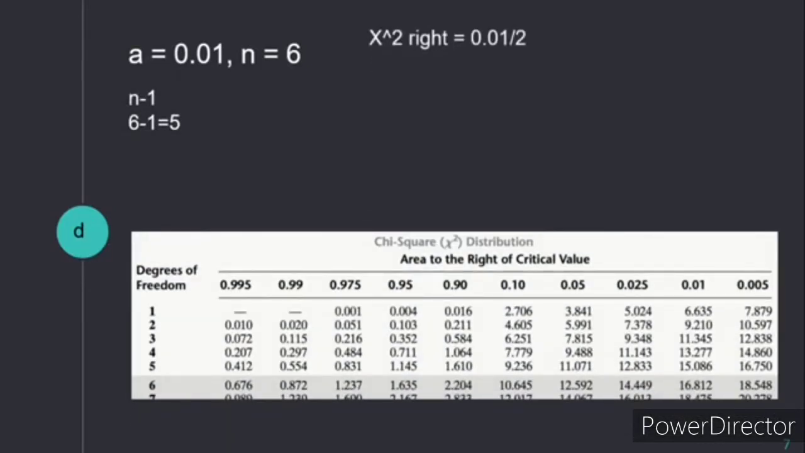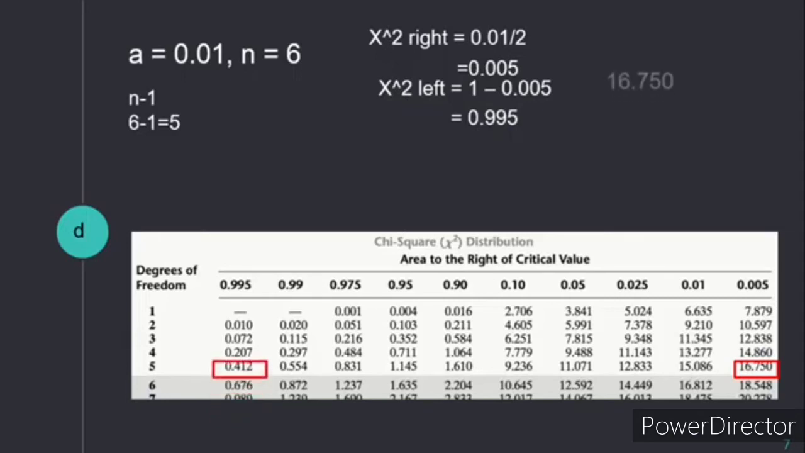For the chi-square right, 0.01 divided by 2 is equal to 0.005. And for the chi-square left, 1 minus 0.005 is equal to 0.995. So, under the degrees of freedom, 5, our answer for the chi-square right is 16.750. And for the chi-square left is 0.412. So, that's letter D.